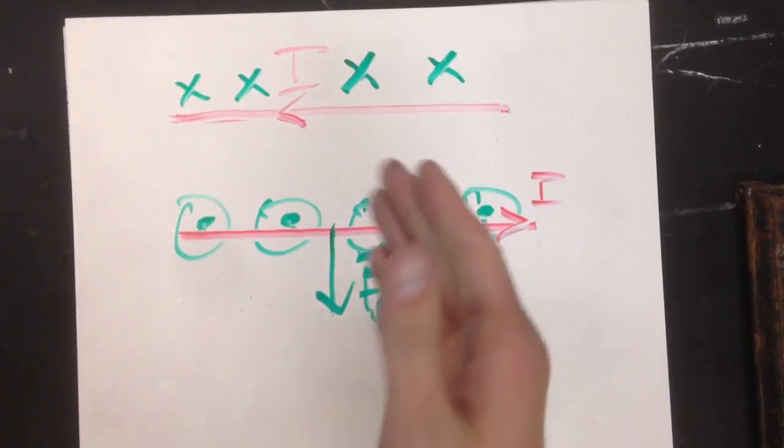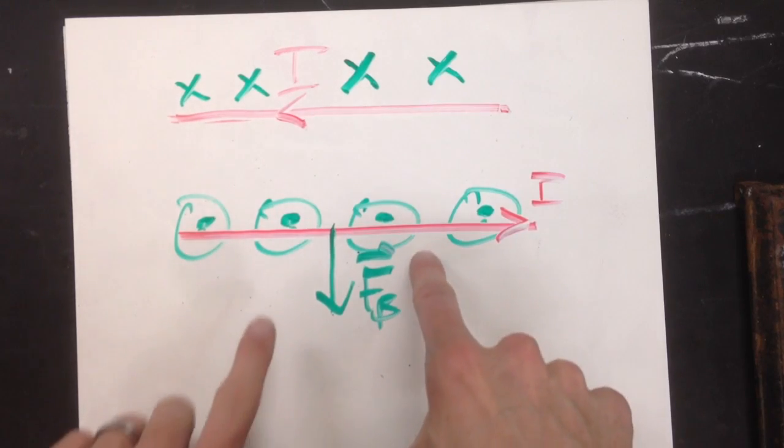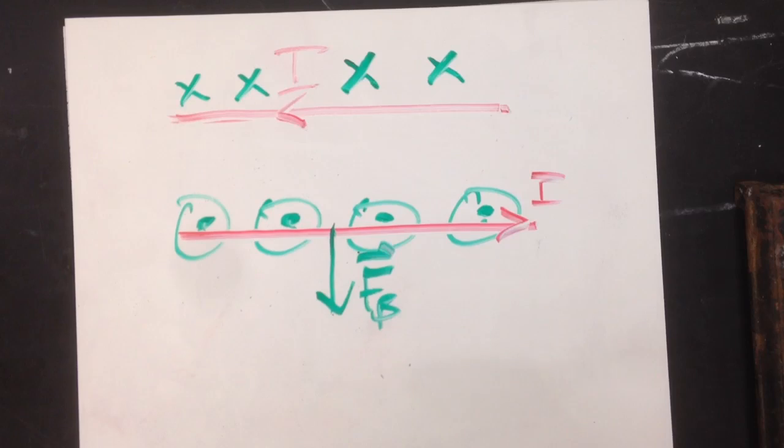Now, what about the top wire? This wire, the bottom wire, is also generating a magnetic field because of its current. Now, let me run and grab my blue marker really fast.